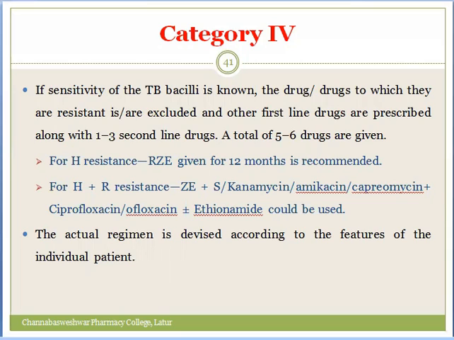So look at the treatment for isoniazid resistant patient. We have to use rifampicin, pyrazinamide, ethambutol, which is given for 12 months. Then second, for isoniazid and rifampicin resistant patient, we can use pyrazinamide, ethambutol plus streptomycin or kanamycin or amikacin or capreomycin. So out of these 4 drugs, we have to use 1 drug plus ciprofloxacin or ofloxacin. Out of ciprofloxacin or ofloxacin, use 1 drug plus or minus ethionamide. So ethionamide, as per the need, can be used, and the actual regimen is devised according to the features of the individual patient.